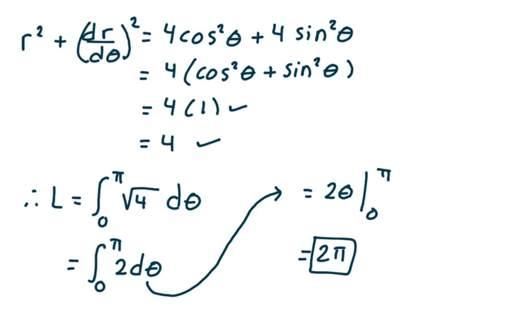Therefore, L is the integral from 0 to pi of the square root of 4 d theta. But the square root of 4 is equal to 2. So this is equal to the integral from 0 to pi of 2 d theta. This is equal to 2 theta evaluated from 0 to pi. And so the correct answer here for example 1 is 2 pi.